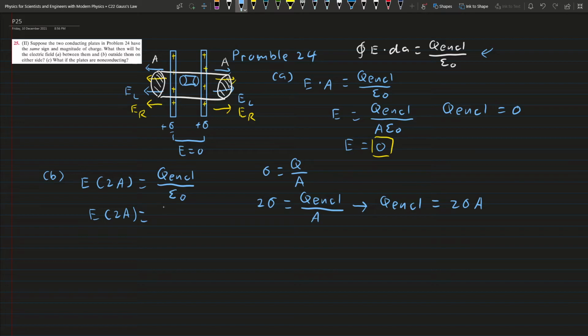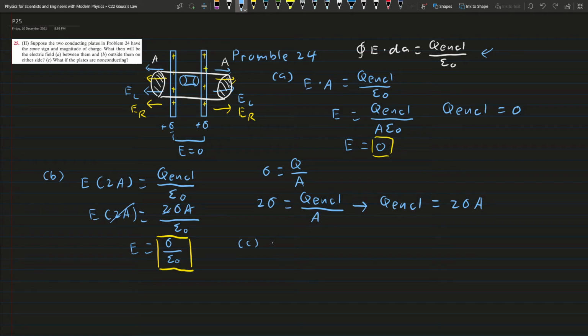Now we substitute inside, we get 2 sigma A over the epsilon naught. So you can see this 2A can be cancelled out. E will just equal sigma over epsilon naught. So this is the answer for B. Now we proceed to C. What if the plates are non-conducting?